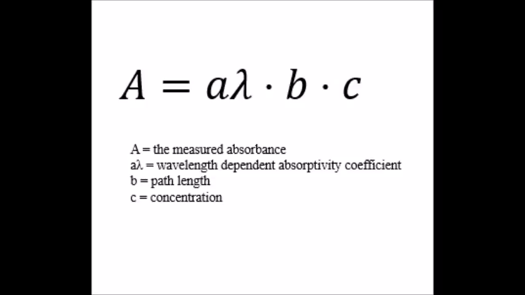Capital A is the measured absorbance, which is found using the spectrophotometer. A lambda is the wavelength-dependent absorptivity coefficient, which is usually given or can be calculated by manipulating the equation. B is the path length, which is the depth of the cuvette, and C is the concentration.